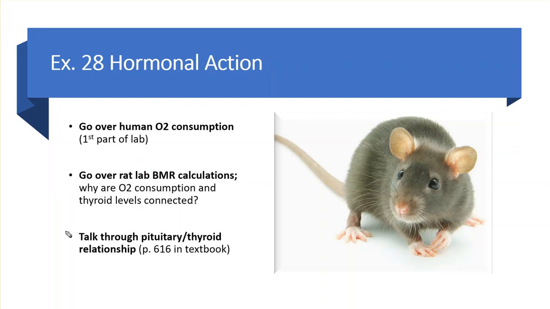And then lastly, we're going to talk through the pituitary gland thyroid relationship. That's the diagram in your lab report of the thyroid with the little lines next to it. And I will be referencing page 616 in your textbook.